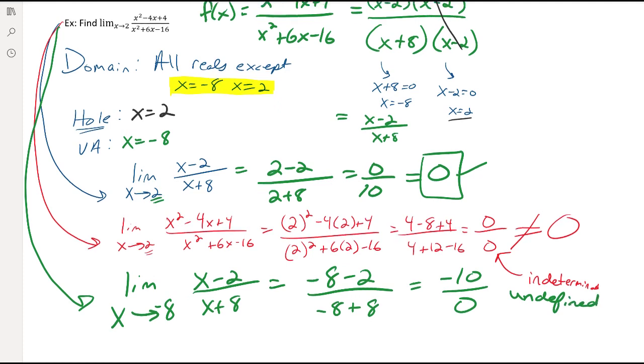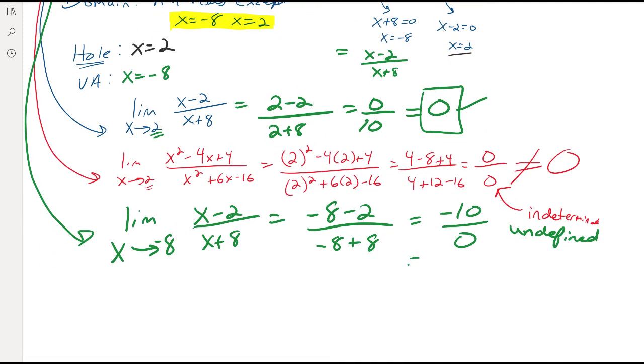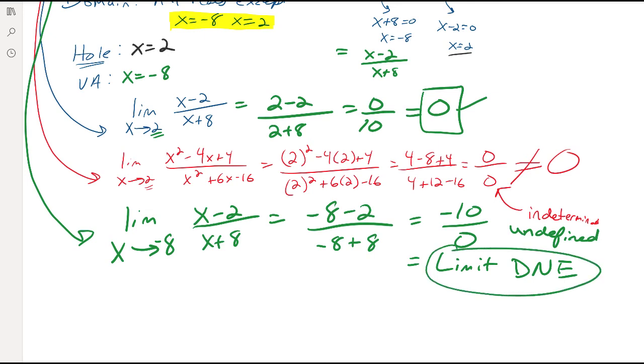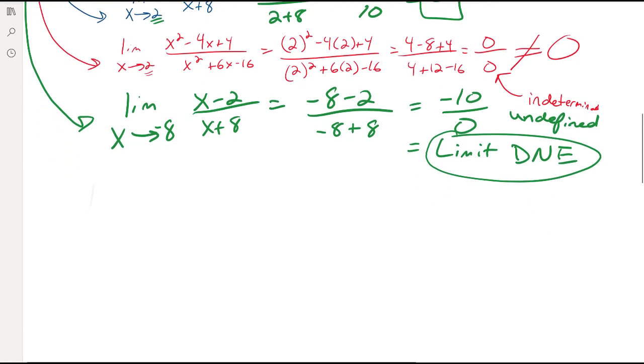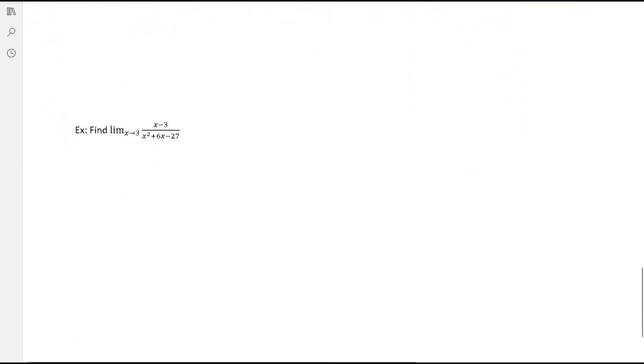Okay? So what this means is that the limit does not exist. Why is that? Because we are approaching a vertical asymptote. Can't stress that enough. Negative 8 is a vertical asymptote. That's why the limit is not going to exist. All right, let's get into one more. Here we go. Find the limit as x approaches 3 of x minus 3 over x squared plus 6x minus 27. So we know the drill.